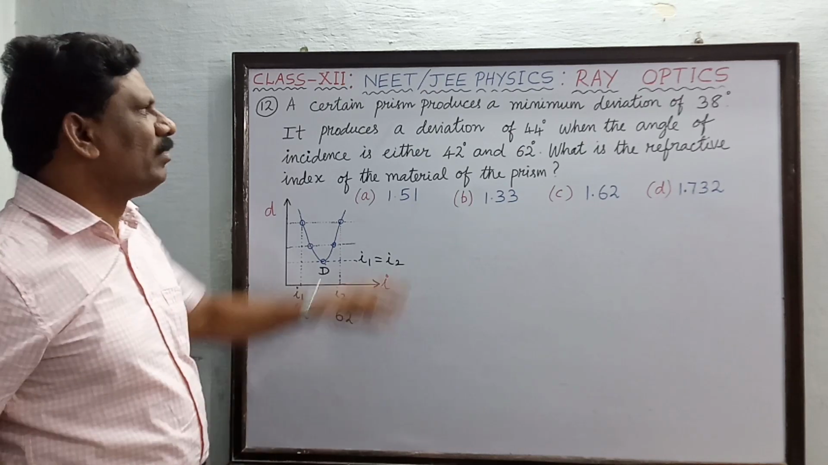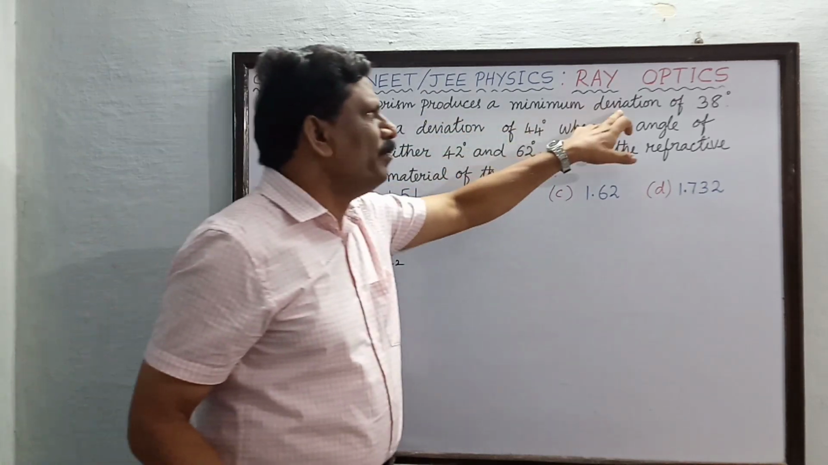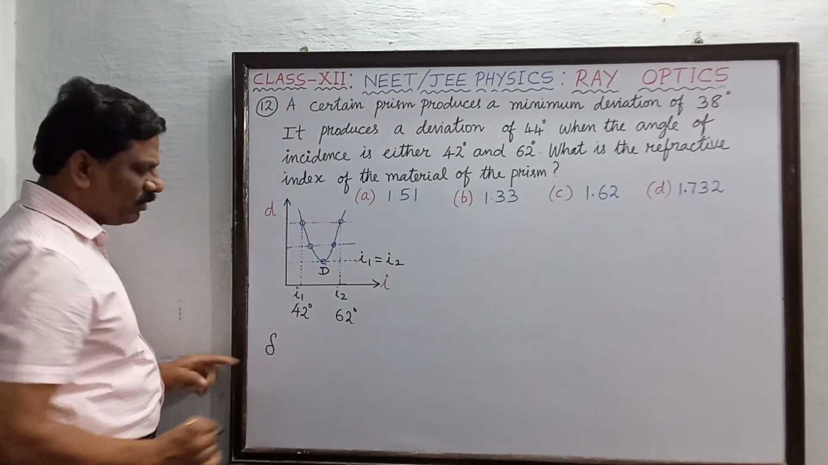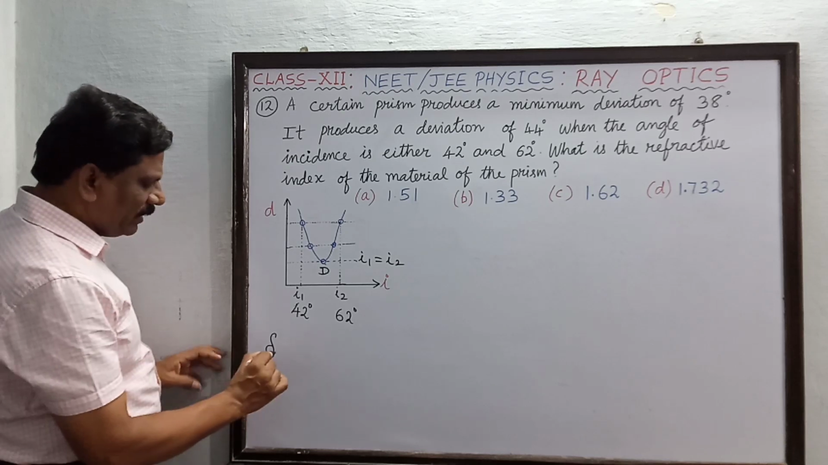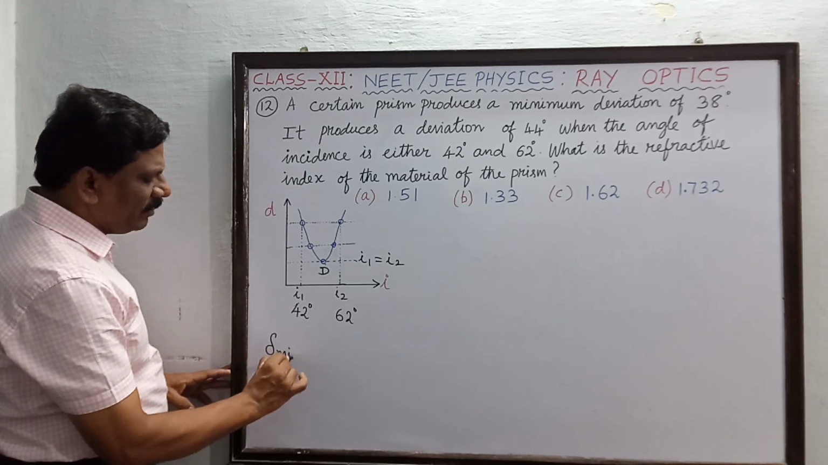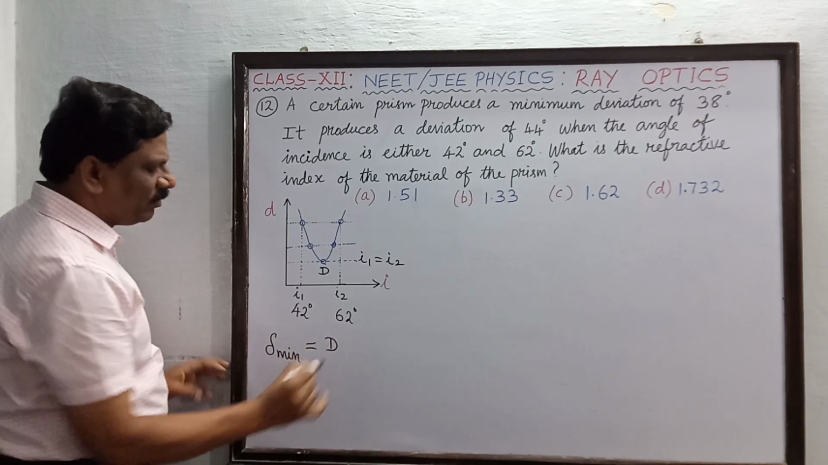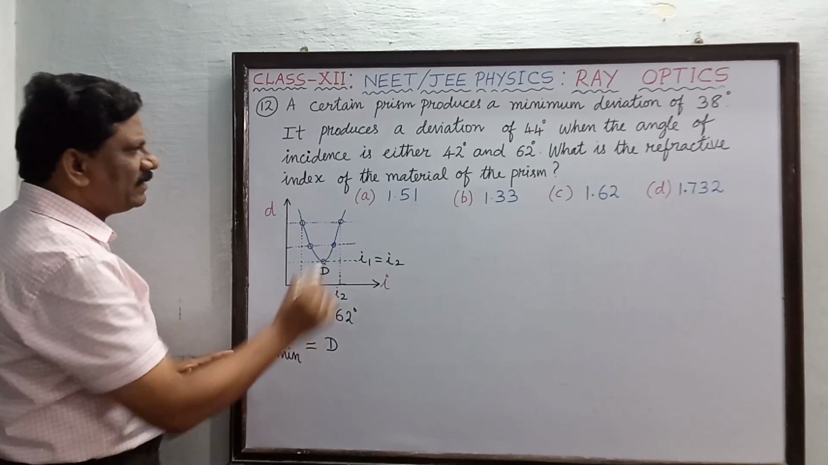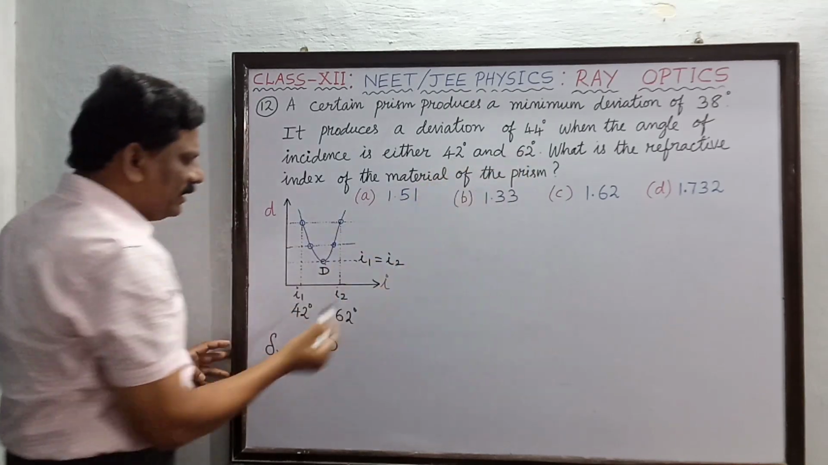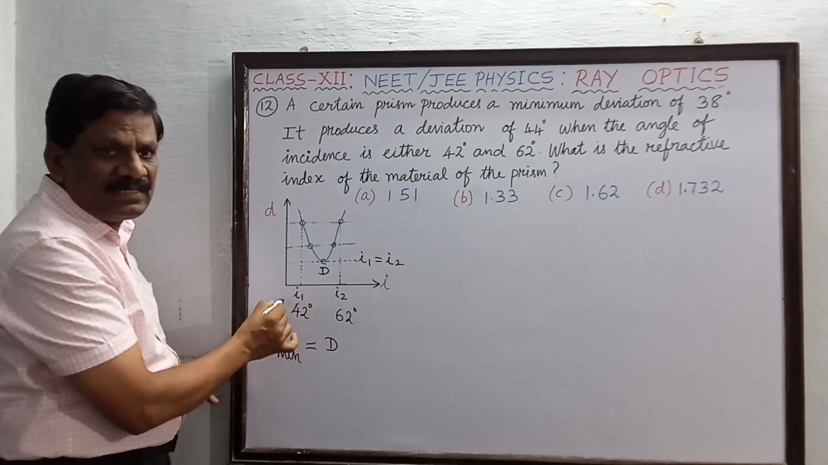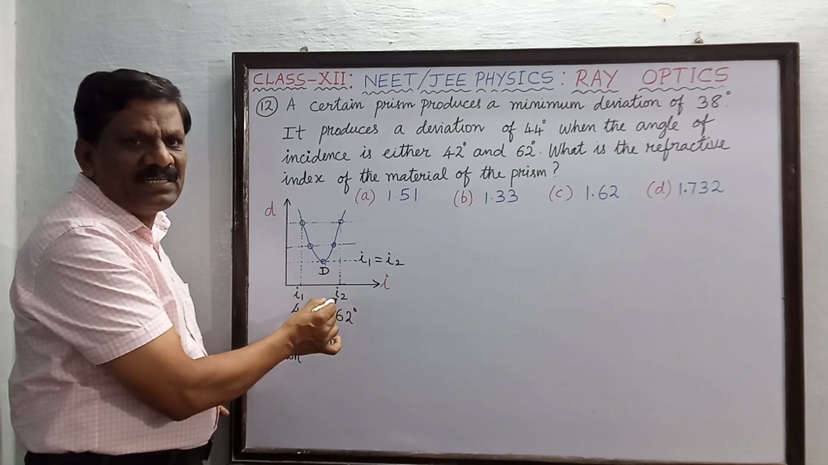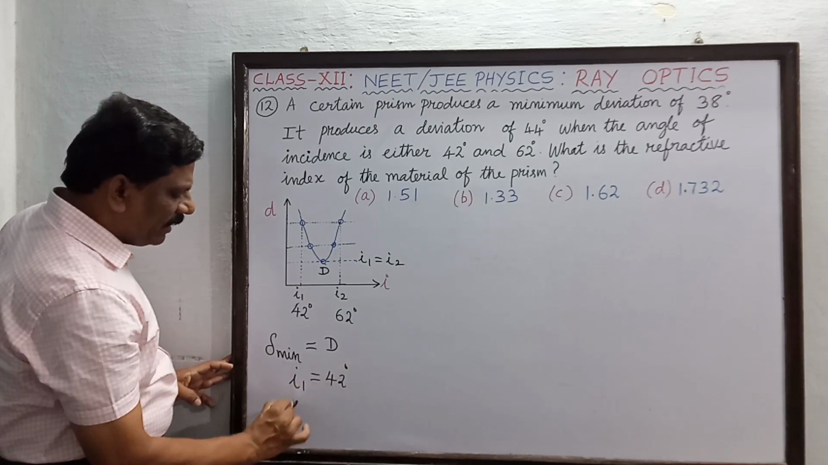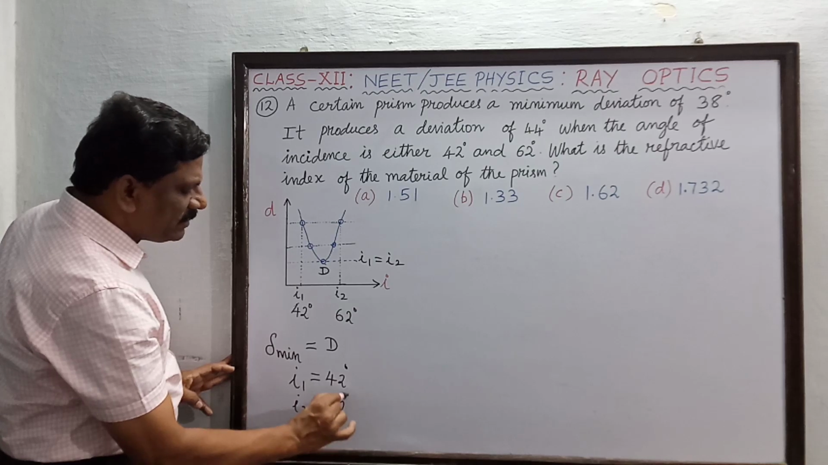So what is given in the problem first? A prism produces a minimum deviation of 38 degrees. Deviation is denoted with the symbol delta, and when deviation is minimum, it is denoted with the symbol capital D. Understand? Now in this case, 42 degrees and 62 degrees are the values of angle of incidence and angle of emergence. So i1 is equal to 42 degrees and i2 is equal to 62 degrees.